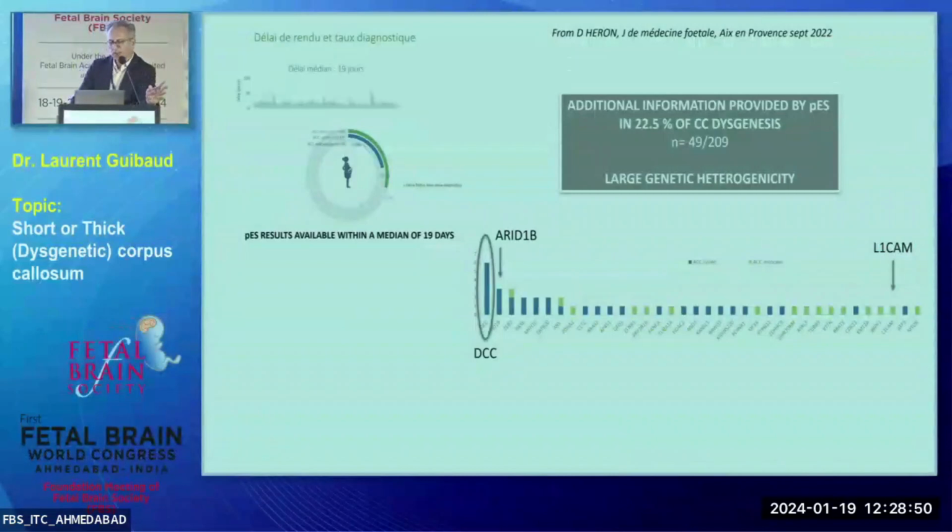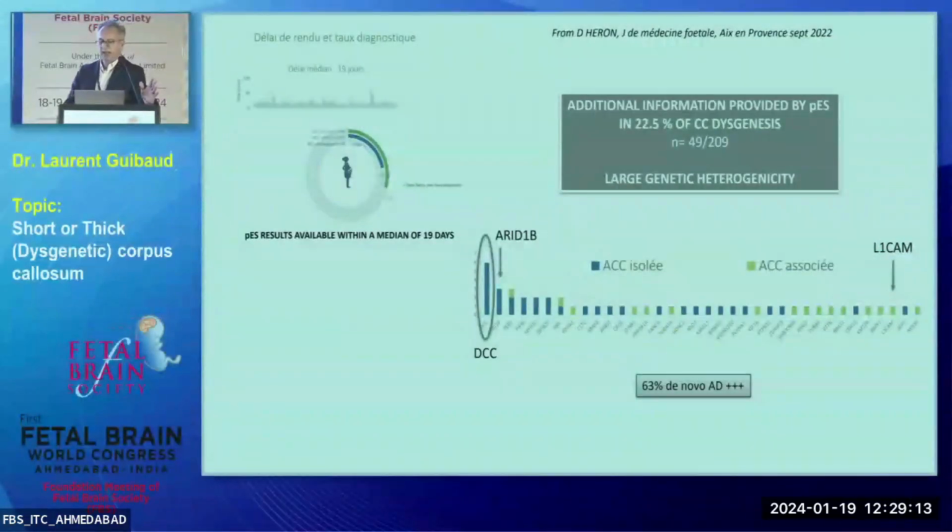And there is also RNB, which is responsible for Coffin-Siris syndrome. Most of them are de novo dominant genes, that may mean that consanguinity is not, in fact, a very important thing when you are dealing with dysgenesis. There are some isolated cases and some associated dysgenesis.